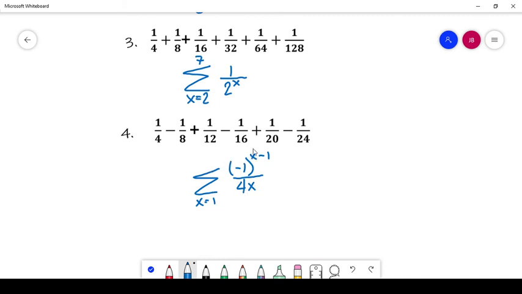So, ibig sabihin, try din natin yung pangalawa. 1 over 8 dapat. So, start tayo, ulit tayo ng 2. Negative 1 raised to 2 minus 1. So, we have 2 minus 1 is 1. So, negative 1 raised to 1 is negative 1 over 4 times 2 is 8. So, negative 1 over 8. Okay, so ibig sabihin, itong expression natin algebraic na ito, it satisfies dito sa series na meron tayo.